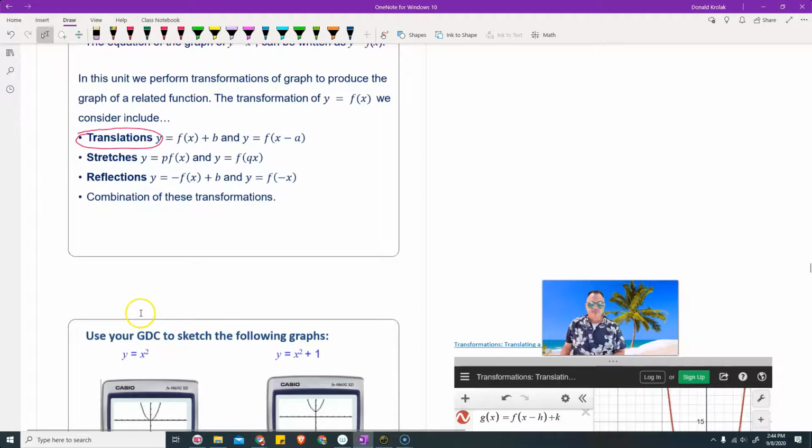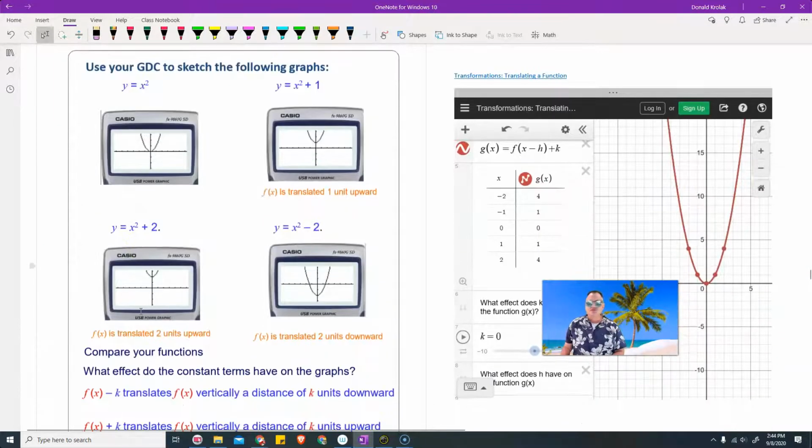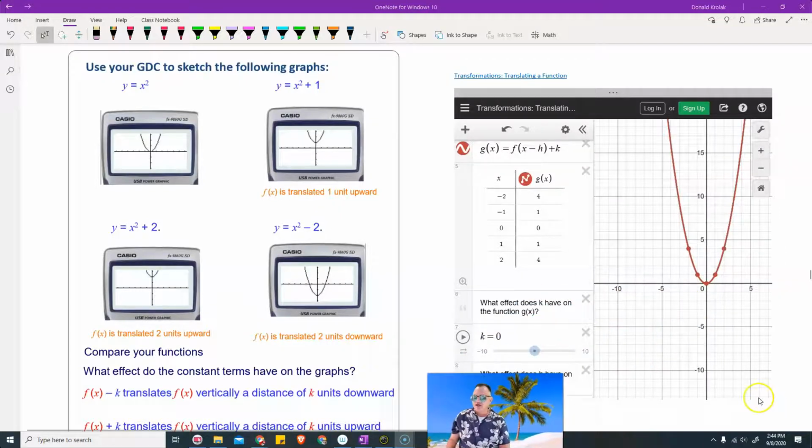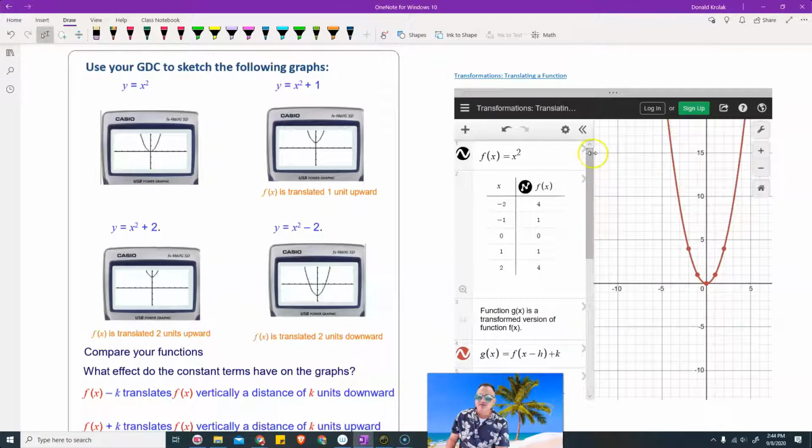All right, so you can use either Desmos to do these, or you can use your graphing calculator. What I'm going to do is just use Desmos here, and it'll allow me to graph these functions really quick. All right, so I have the function f of x is equal to x squared. Okay, so our function right here is x squared.